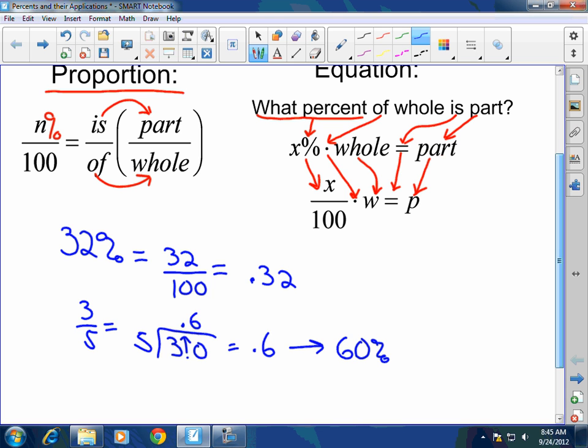Gentlemen, please, does that make sense on how to toggle? But that means toggle means go from fraction to percent, or percent to fraction, or decimal to fraction, or fraction to decimal. Any of those combos.